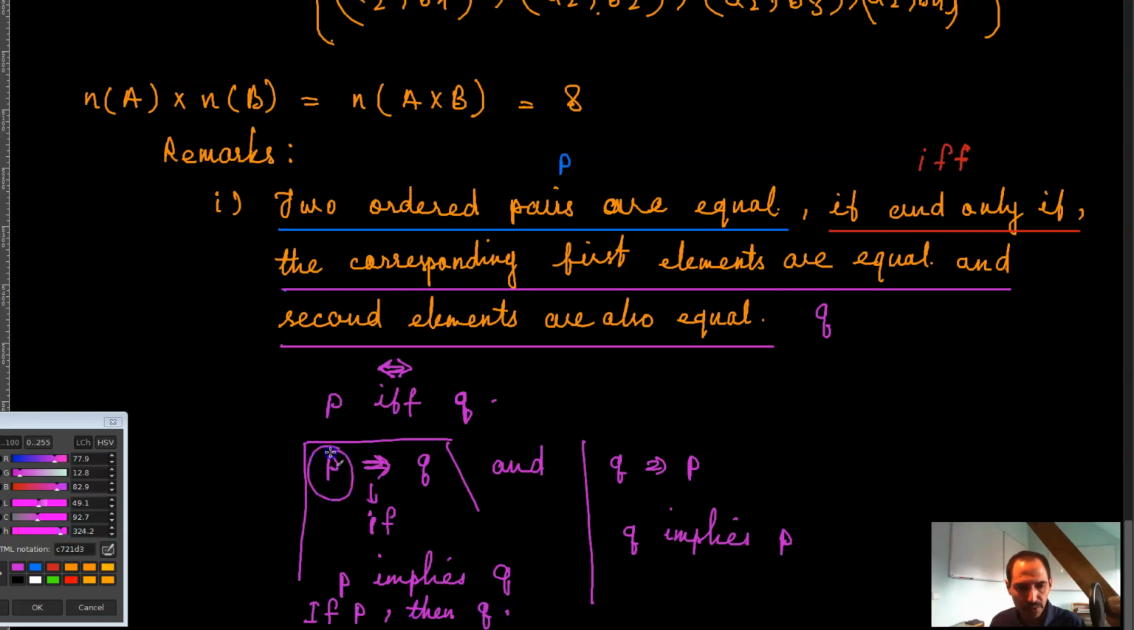Meaning that if this is true, then this is also true. If P is true, then Q is also true. So in this particular case, I can say that if two ordered pairs are equal, then the corresponding first elements are equal and the second elements are also equal. And also I can say that if the corresponding first elements in an ordered pair are equal and the second elements are also equal, then the ordered pairs are equal.